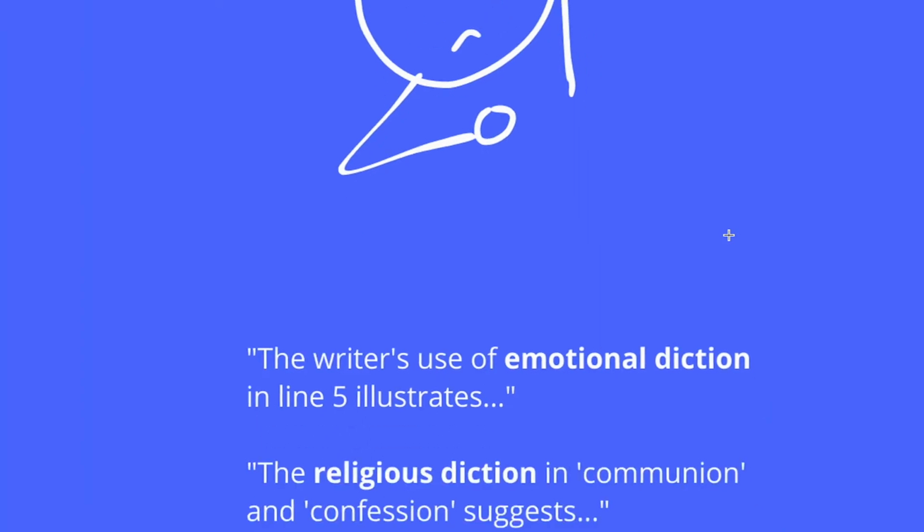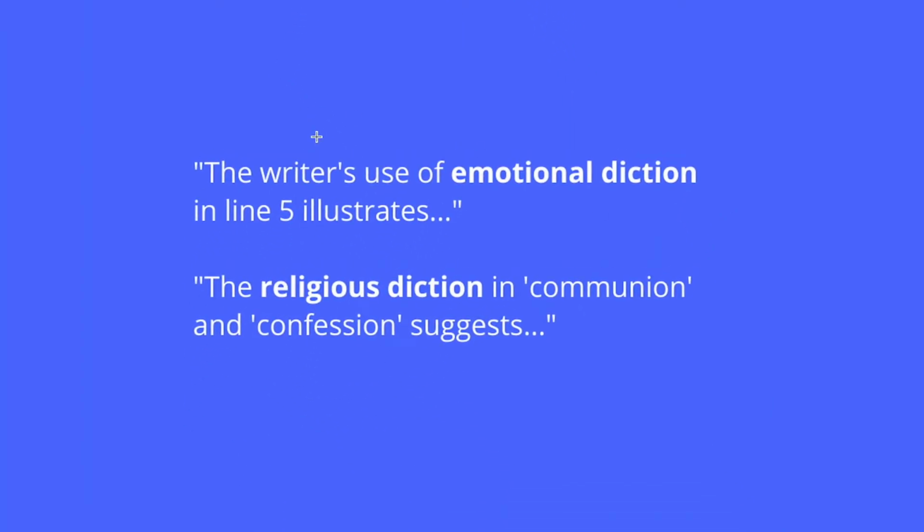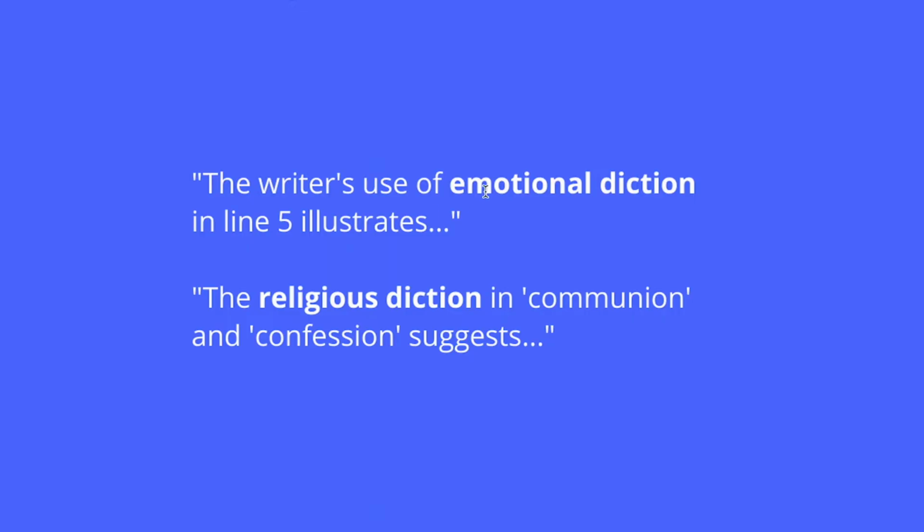Now let's look at it in the context of analysis for, say, a Paper 1. How would you use diction in a sentence? The writer's use of emotional diction in line 5 illustrates. That's an example of how you might use it, and the religious diction in communion and confession suggests. Now, if you're switched on, you'll notice a particular pattern in how we use the word diction in a sentence, but we'll go through this in a second.